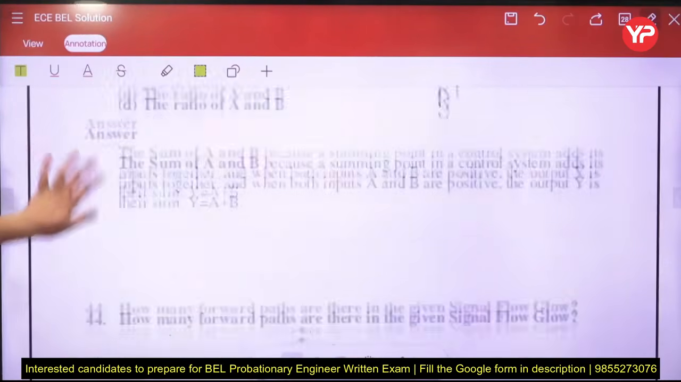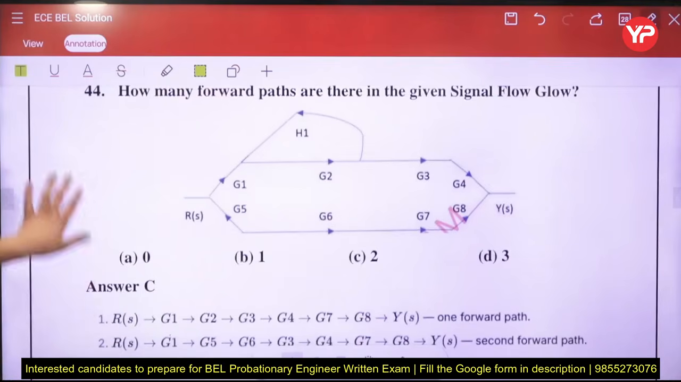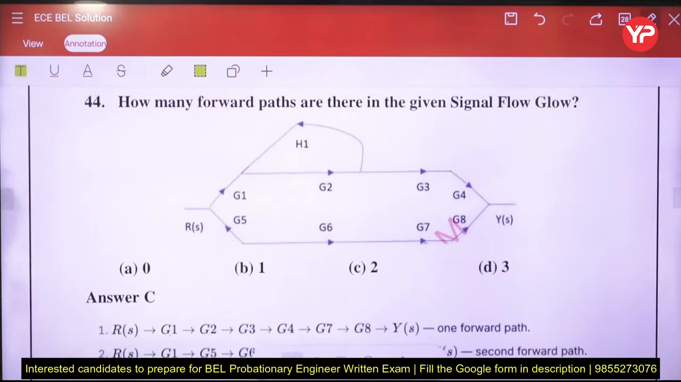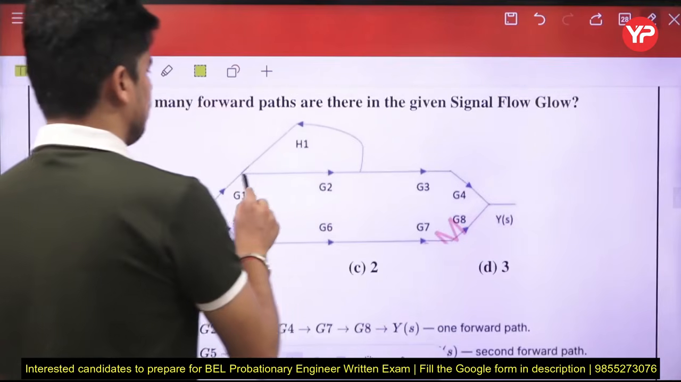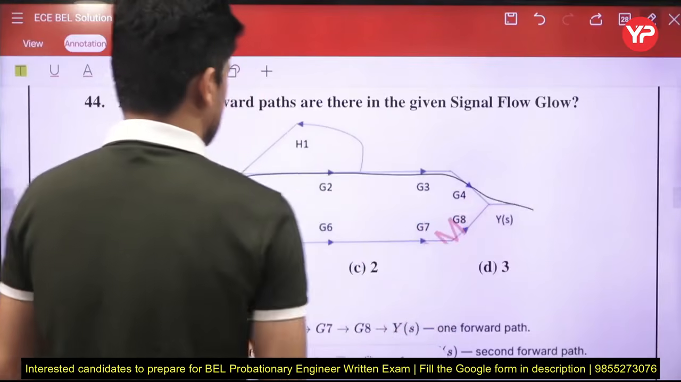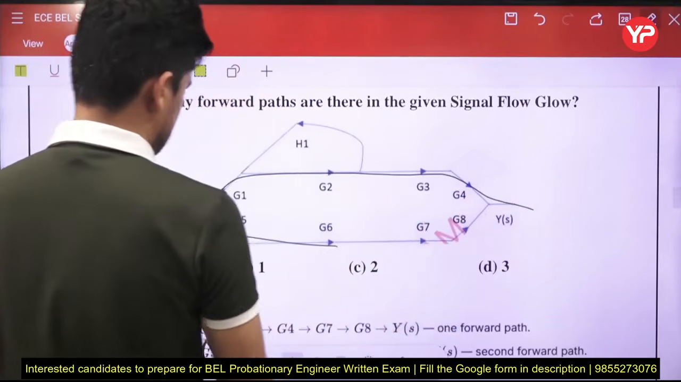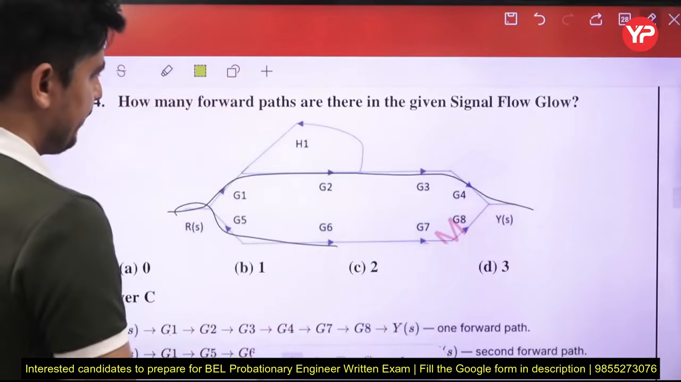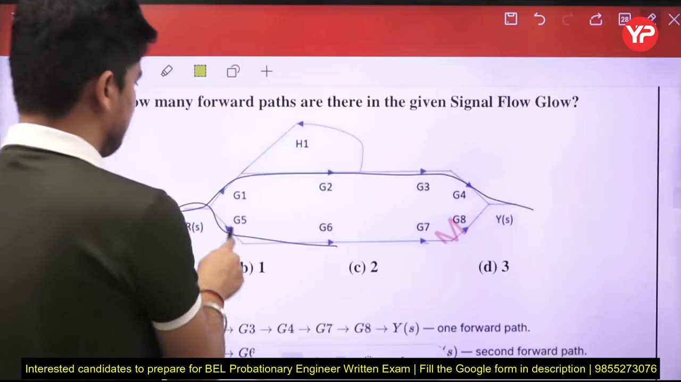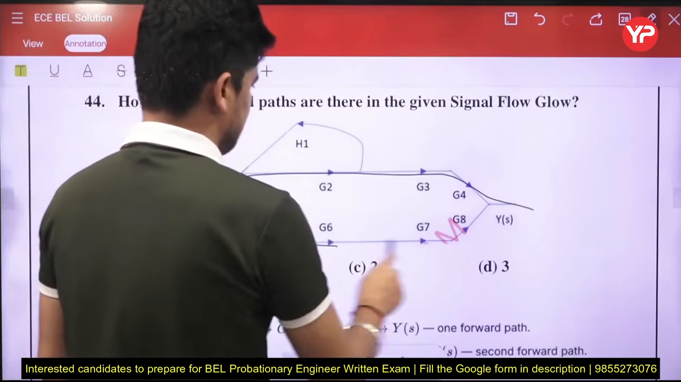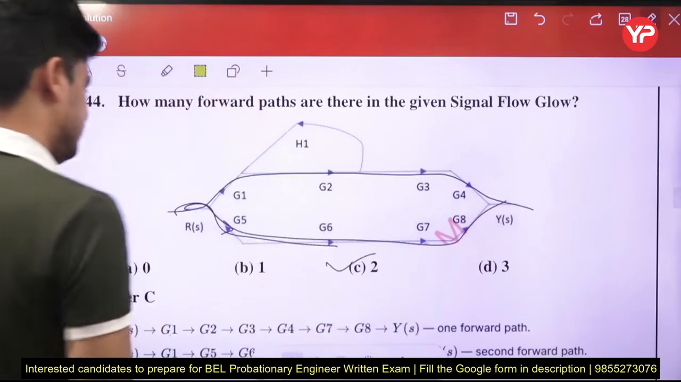This paper is an easy paper, if we are talking about it. How many forward paths are there? See, forward path means from the input to the output. So the first forward path is this, and another forward path is this. This should be an arrow in this direction, like this. So there are two forward paths inside this one.